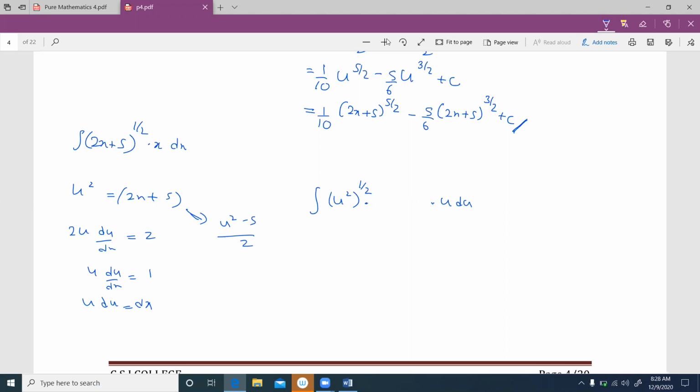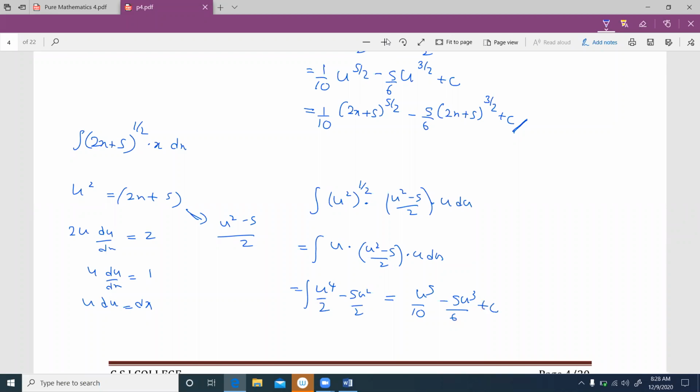So this is filled up with u squared minus 5 divided by 2. If you expand these brackets, u squared to the power half is u, into u squared minus 5 over 2 times u du. Expanding, it turns into u to the power 4 over 2 minus 5u squared over 2. Integrating, you get u to the power 5 over 10 minus 5u to the power 3 over 6 plus c.